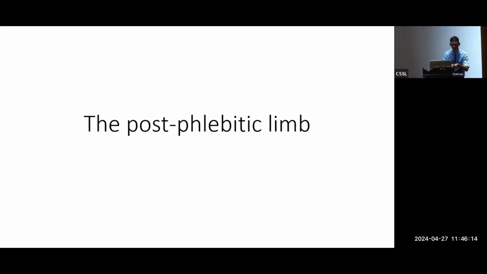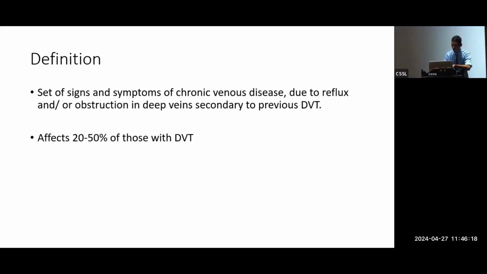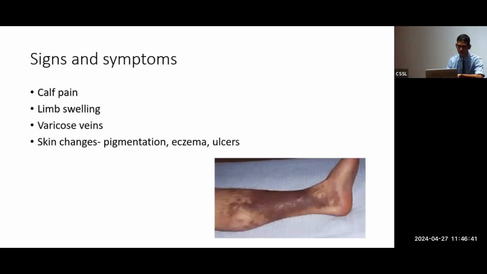Right. Again, I think there will be a lot of overlap, so I will just rush through. So post-phlebitic limb, how do you define that? This is the same as post-thrombotic syndrome. It's defined as a set of signs and symptoms of chronic venous disease due to reflux, obstruction, or both in deep veins, which is secondary to previous deep vein thrombosis, estimated to affect about 20 to 50% of those with deep vein thrombosis.